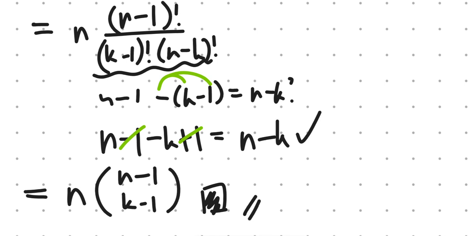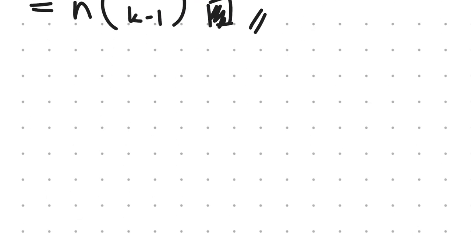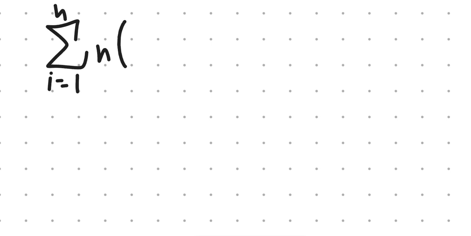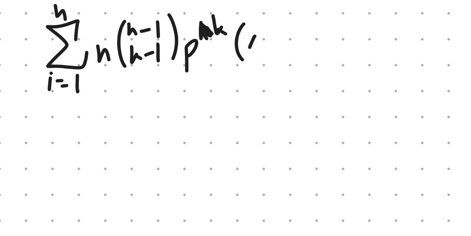So now since we have this formula, we can plug it in again to our equation. So we have the sum where i goes from 1 to n of n times (n minus 1 choose k minus 1) times p to the k times (1 minus p) to the n minus k. So we have come far.